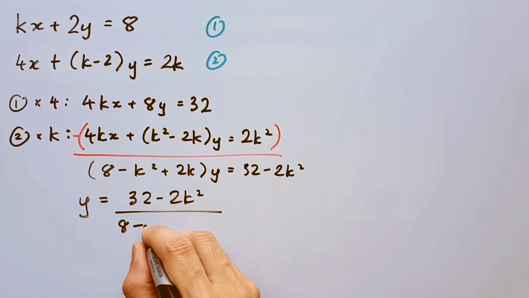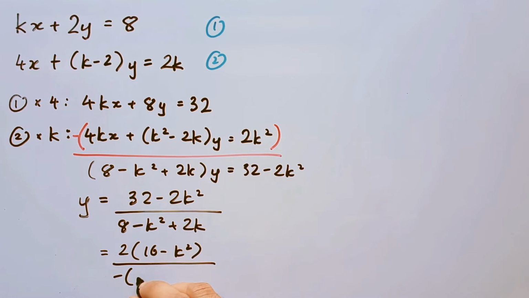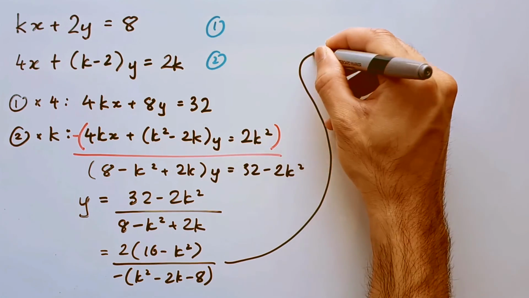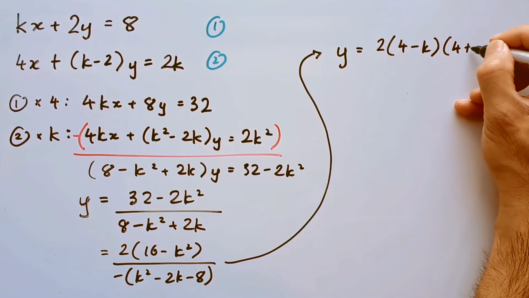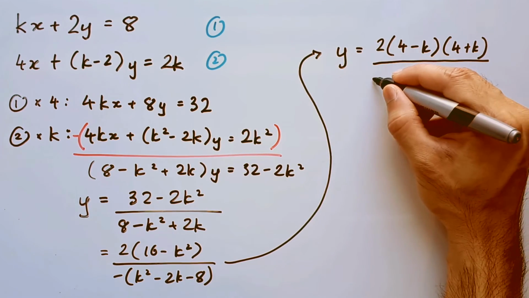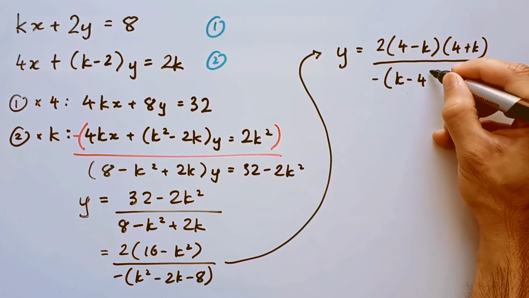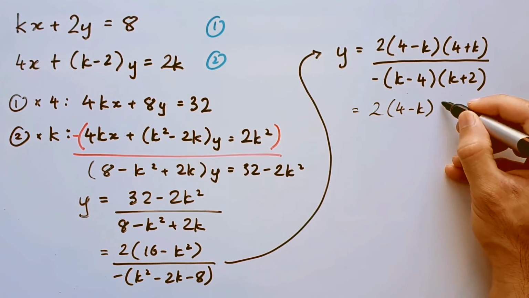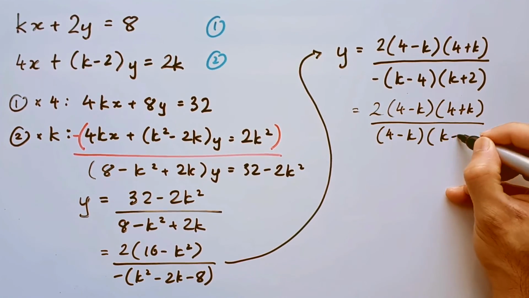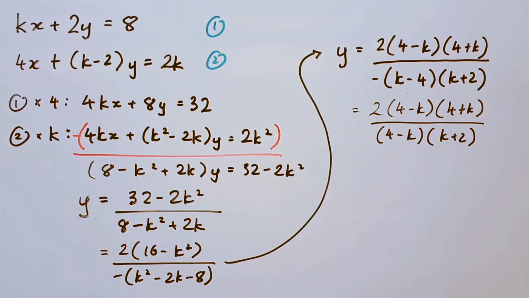Once we rearrange that, we will see that there is a possibility for factoring the y value as well. And so we end up with y equals 2 times 2 factors, (4 minus k) times (4 plus k), and that divides by two other factors, (negative k minus 4) and (k plus 2). When we multiply the negative back in, we will end up with a 4 minus k underneath. So once again, 4 minus k is a matching factor in the numerator and in the denominator.